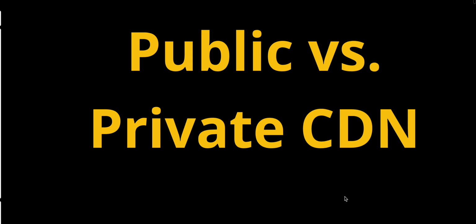Welcome back. Ever wondered how websites like YouTube, Netflix, or Amazon deliver their content so quickly, no matter where you are? The secret lies in the Content Delivery Network, or CDNs. But did you know there are two types of CDNs? There are public CDNs and private CDNs, and each comes with its own set of strengths. So let's take an example.